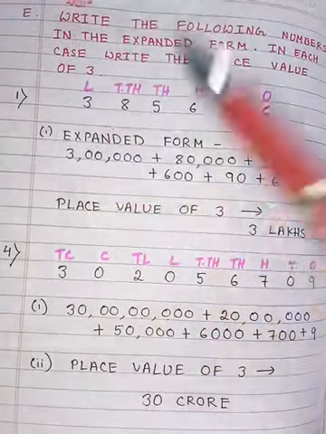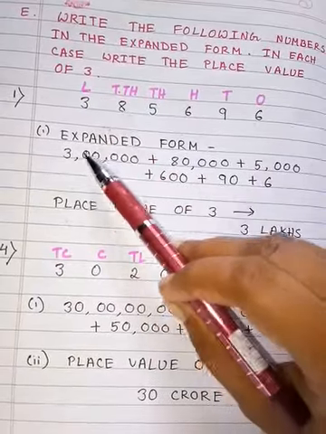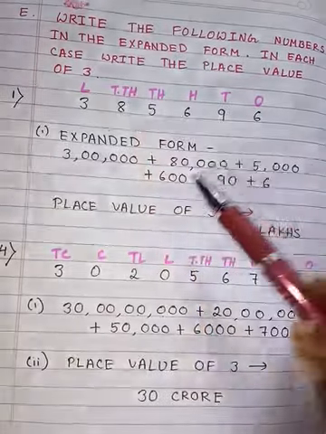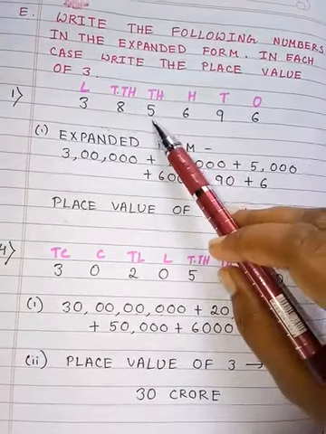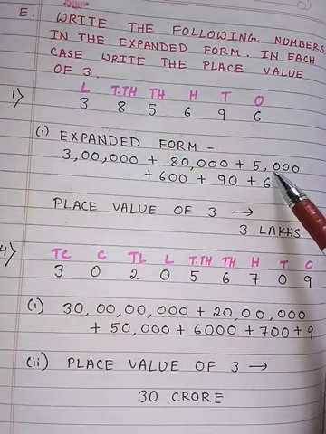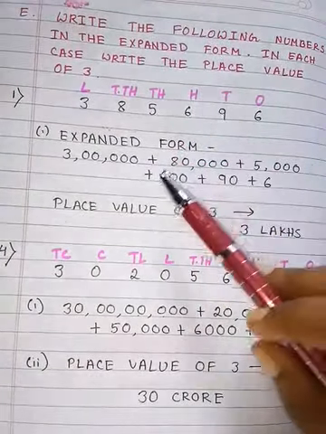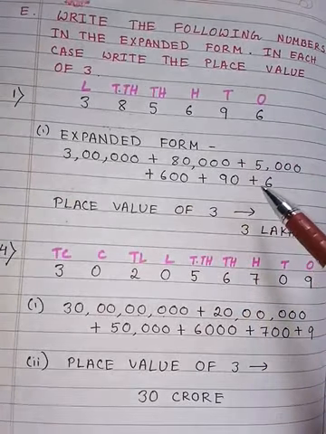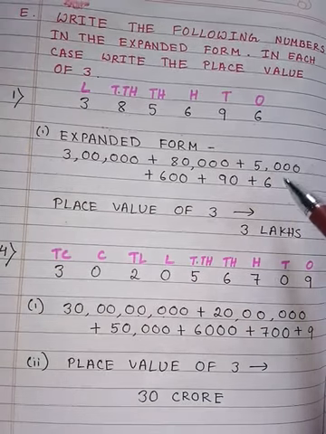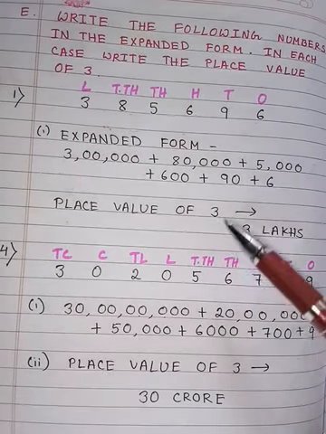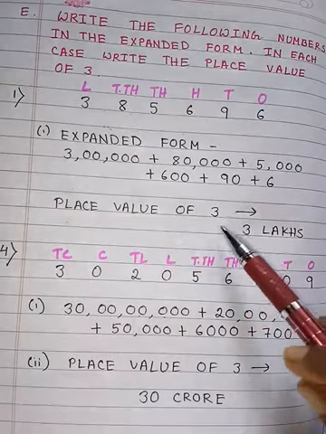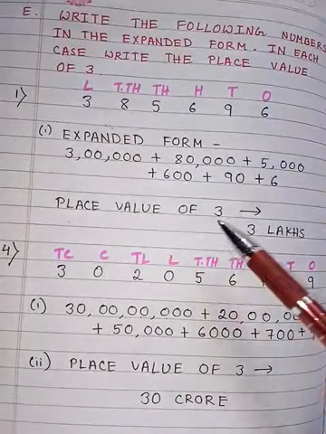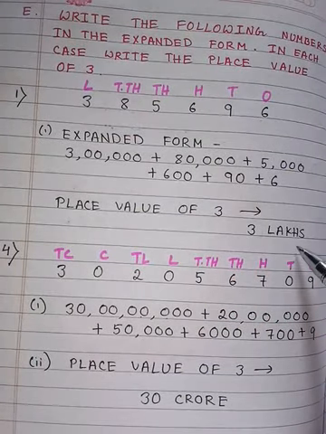Now in expanded form, see, 3 is in lakhs, so this is 3 lakhs, plus 8 is in 10,000, so it is 80,000. 5 is in 1000, so 5,000. 6 is in 100, plus 600. 9 is in 10, so plus 90, plus the 1's place digit is 6, so this is 6. Next part, place value of 3. Now 3 is in lakhs place, so the place value of 3 will be 3 lakhs.